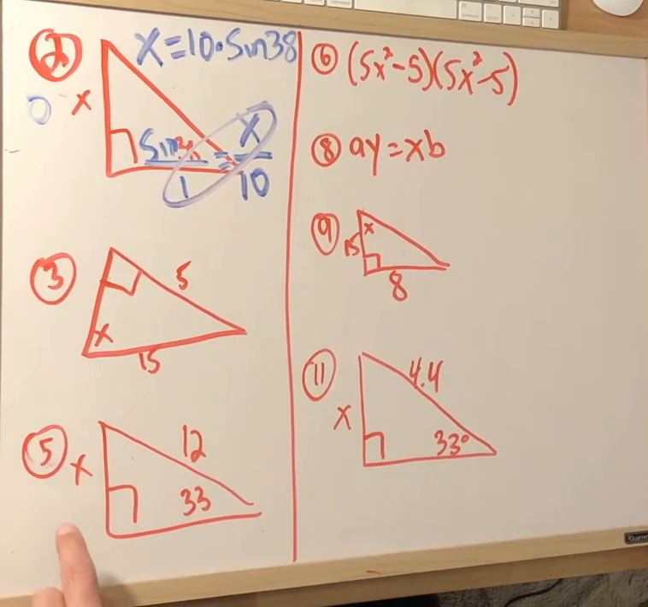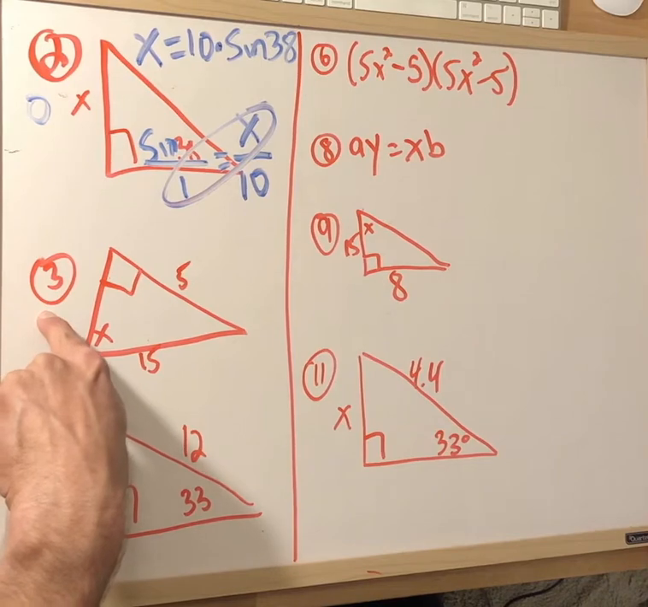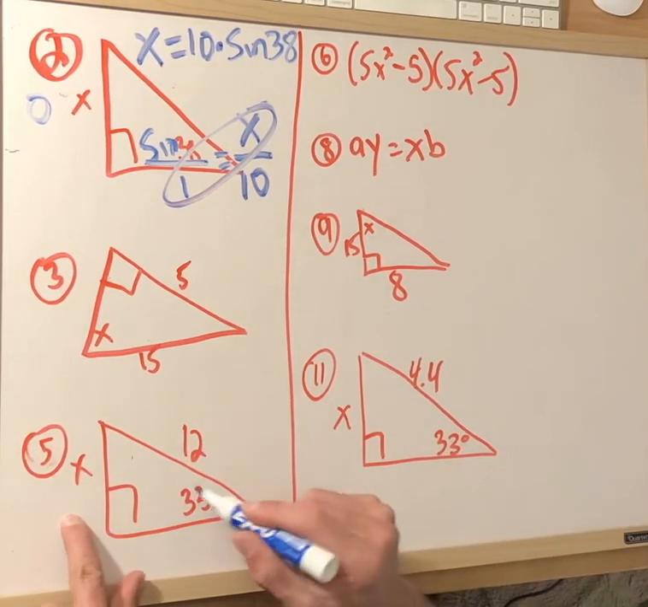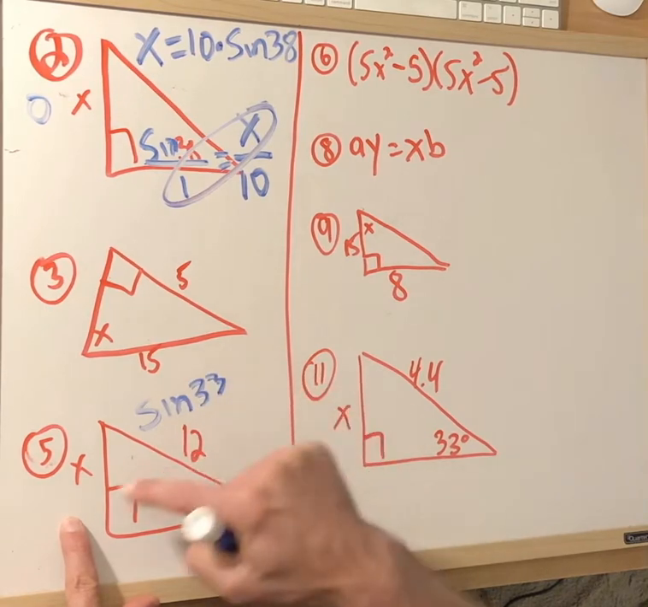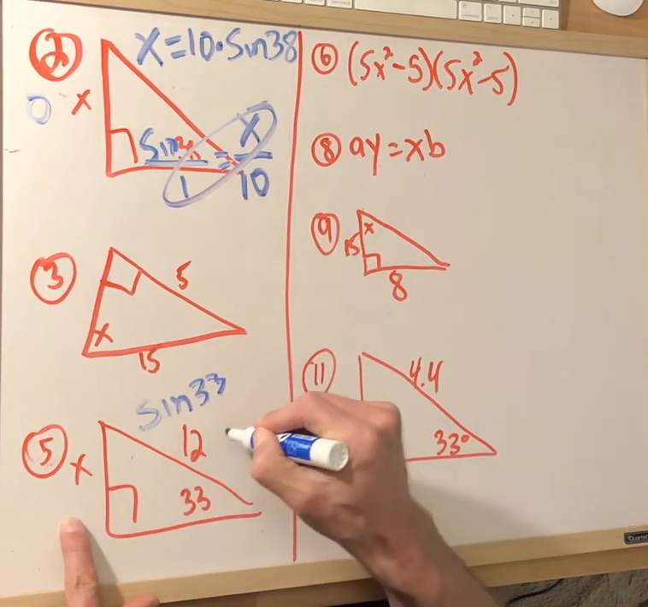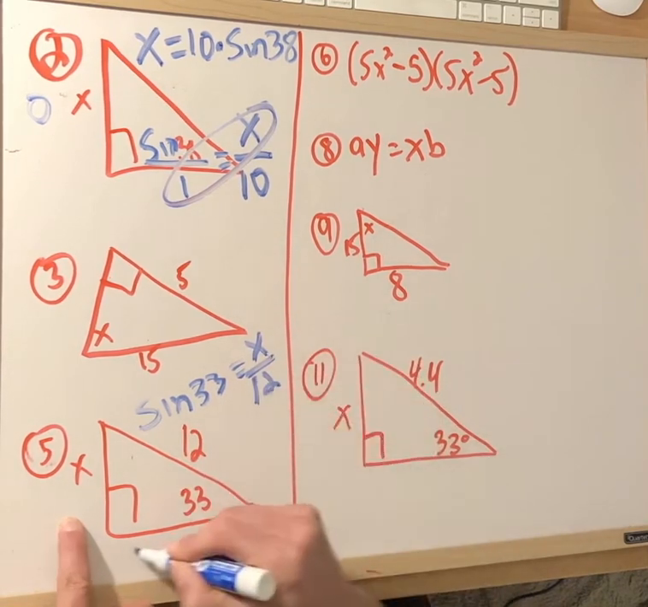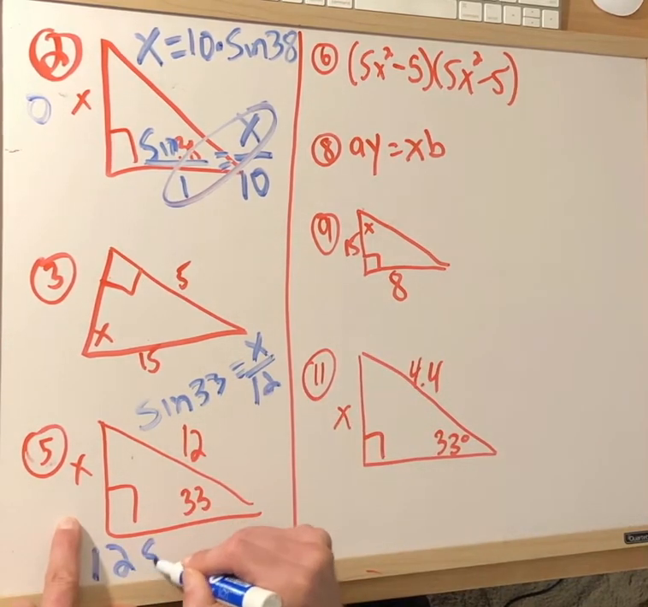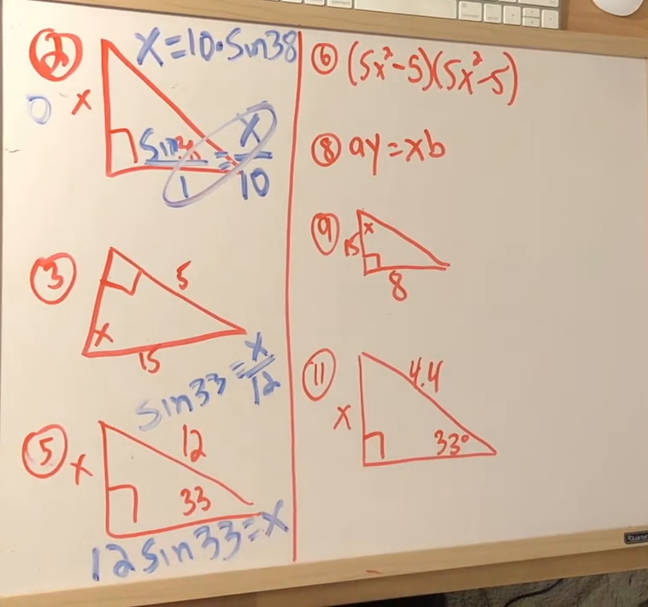Now I'm going to go ahead and do number 5 before I do number 3, because number 5 is the same thing. It's sine 33. This is opposite, and this is hypotenuse, equals opposite over hypotenuse. So you're going to go 12 times sine 33 equals x. And that's what you plug into your calculator. That was number 5.